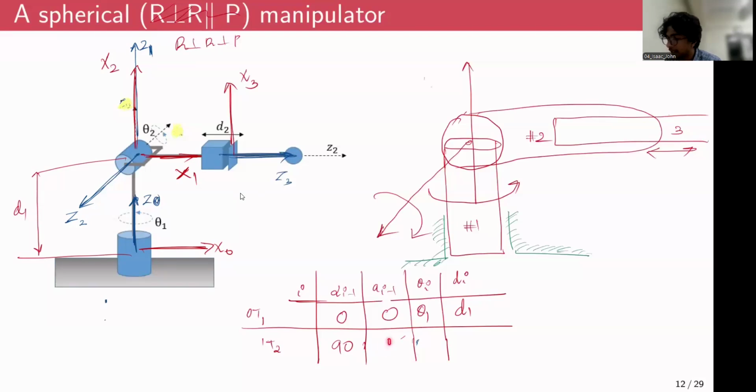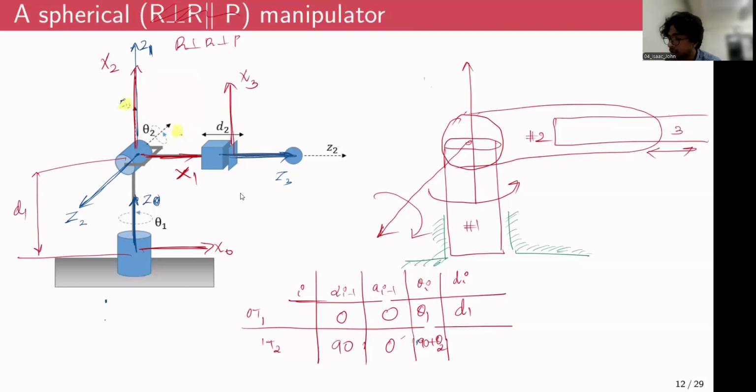And what about the joint angle, theta i? That is going to be theta 2, because if x1 is like this and x2 is like this, there is already a 90-degree offset between x1 and x2. So we have 90 degrees plus whatever additional rotation this joint will have. Since this is a rotary joint, it can rotate however it wants. That is parameterized by this angle theta 2.